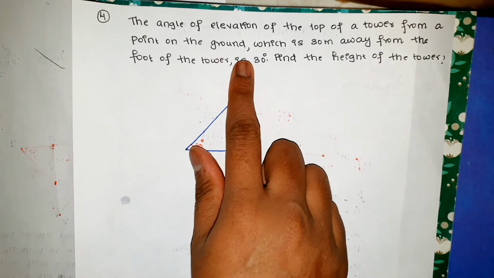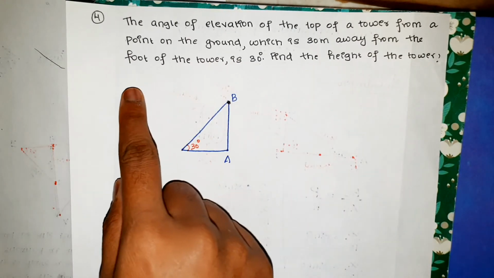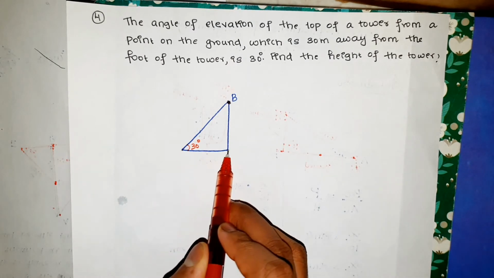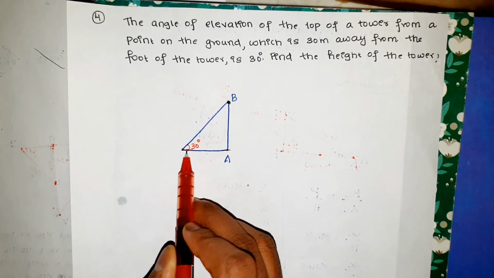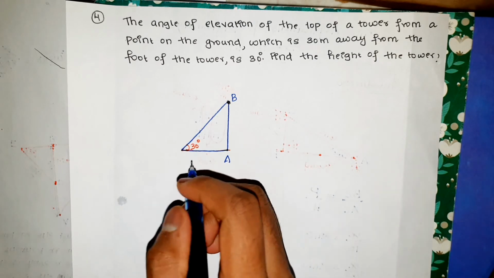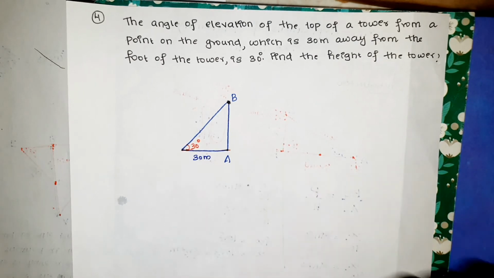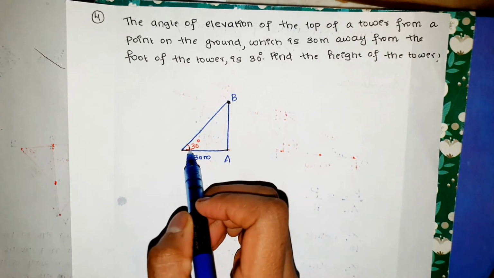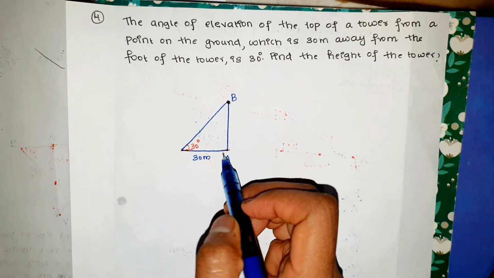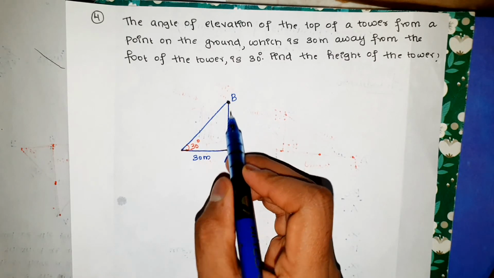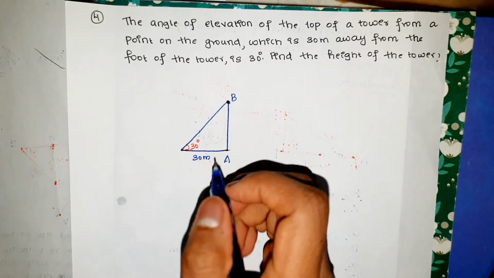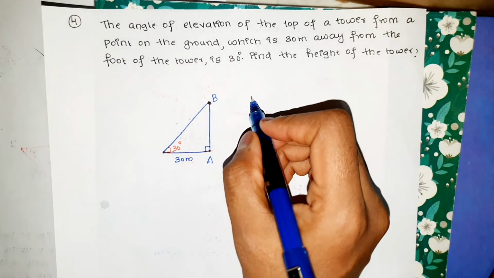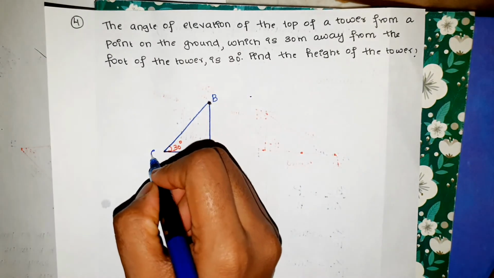And the point is 30 meter away from the foot of the tower. This is the foot of the tower, so it is 30 meter away. Find the height of the tower. What we have to find? We have to find the height of the tower, that is, we have to find AB. So you can take the triangle. Let this be ABC. Let this be C.